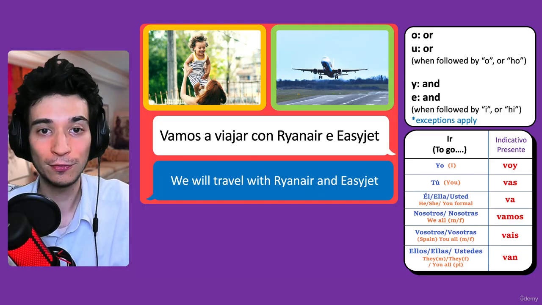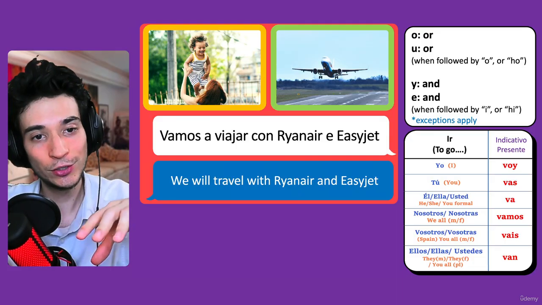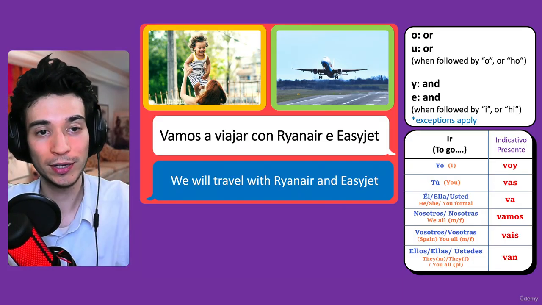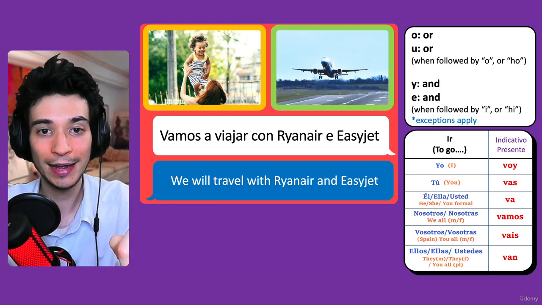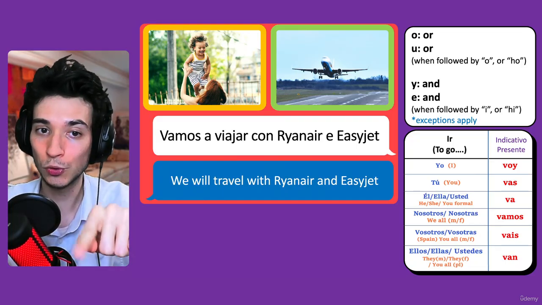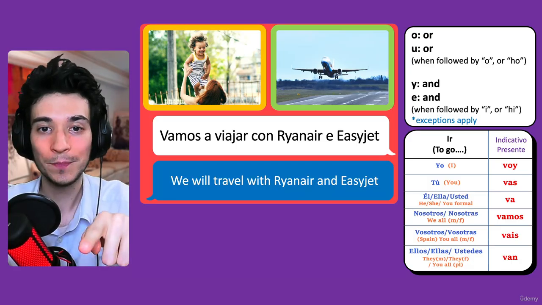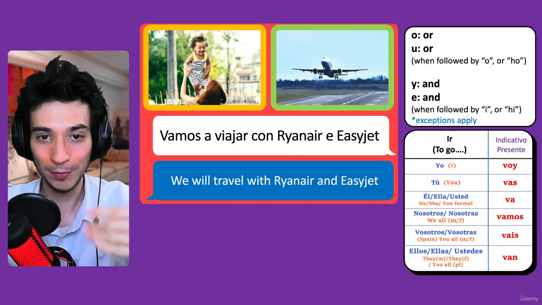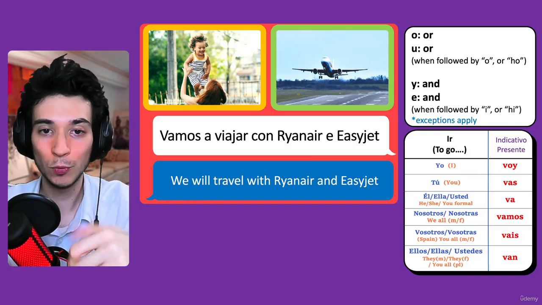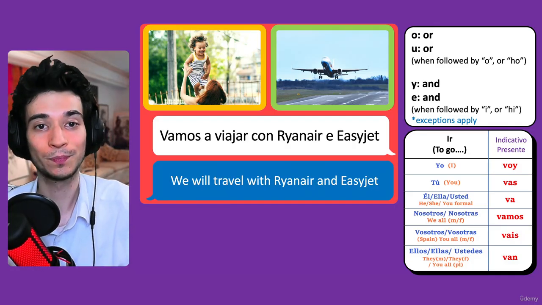And this one we have a foreign word, which is EasyJet. So EasyJet, the airplane company, sounds like E. It starts with that E sound. For example, vamos a viajar con Ryanair e EasyJet. So in this case, you have to change the Y to E because it makes the double E sound. We will travel with Ryanair and EasyJet.